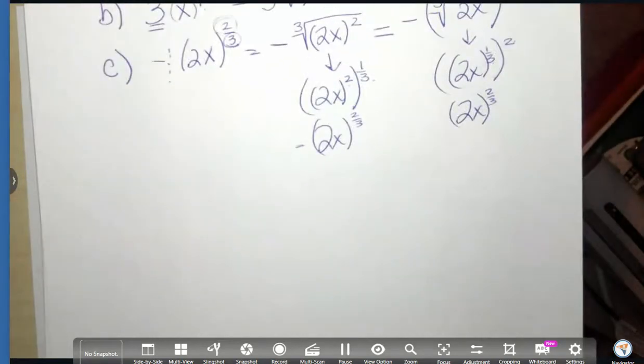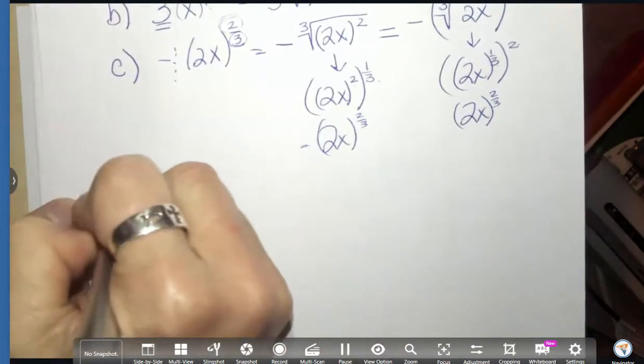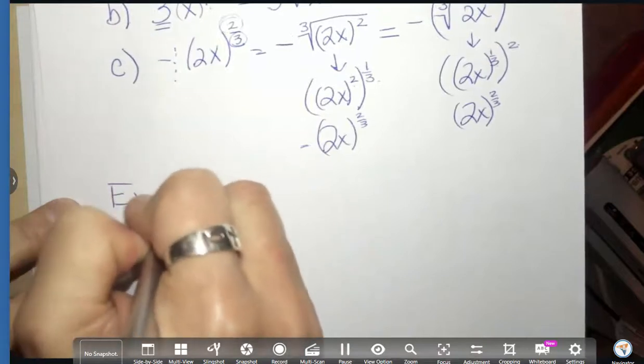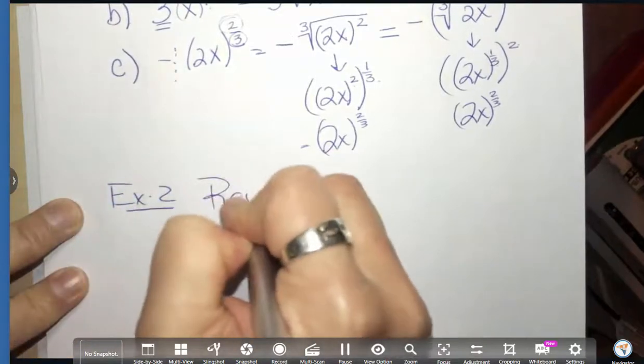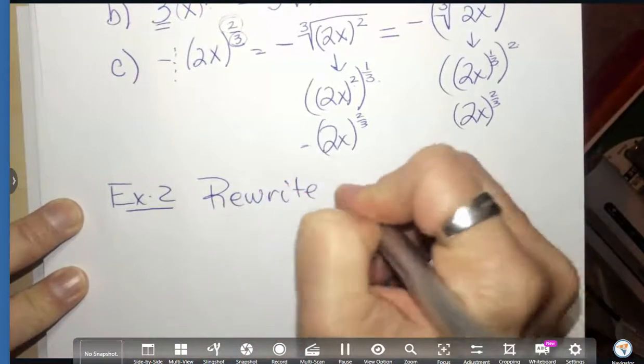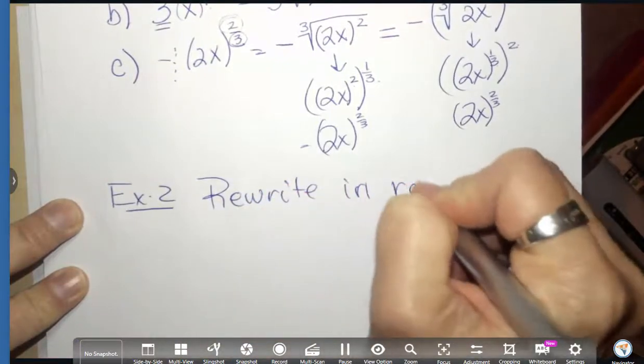Let's work with some numbers here. We want to go the other direction. What if you have, so now let's do example number 2. We want to rewrite in rational exponents form.